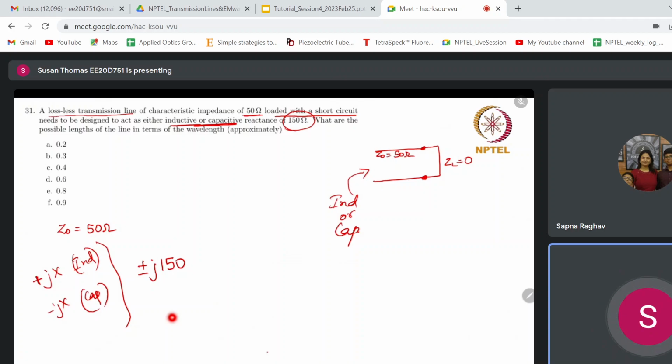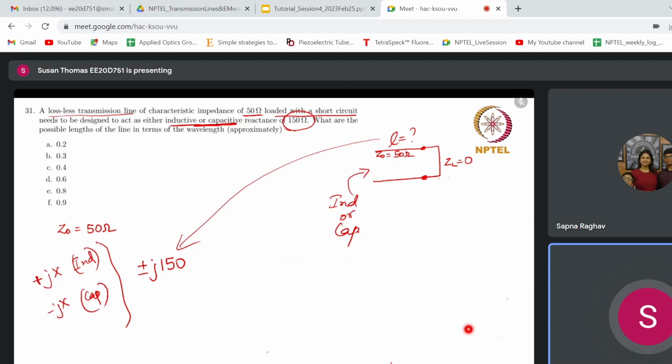You need to design an impedance that is plus or minus j150 with this particular transmission line. That is, it has a short circuit with a characteristic impedance of 50 ohm. Now, what should be the length of this line so that this becomes plus or minus j150? The question could be, what are the possible lengths of the line at which this could be plus or minus j150? So how do we solve this?